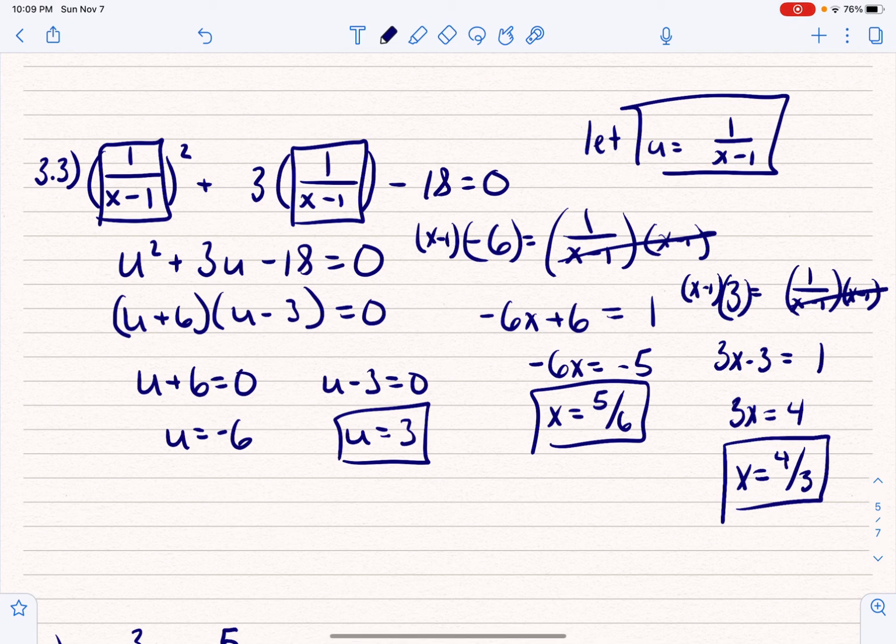So my two possible solutions are x equals 5/6 and x equals 4 thirds, both of which are fractions, and so we don't love those, but we didn't deal with the fraction until we get to the very end. So it was a pretty simple problem, okay?